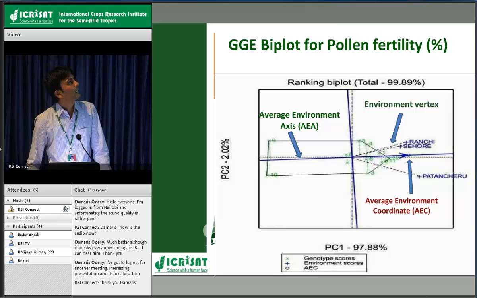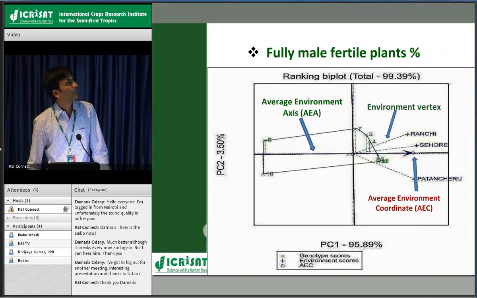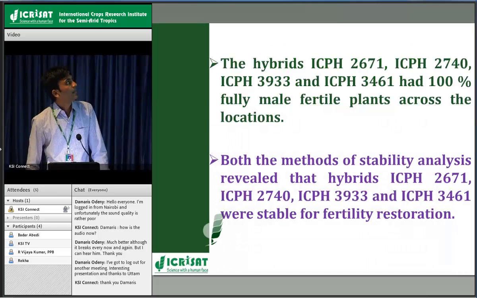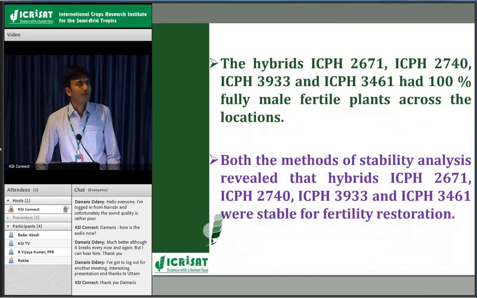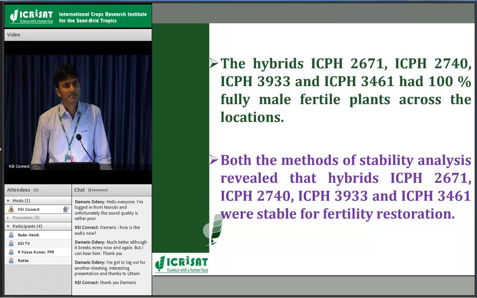Here is the GGE biplot for fully male fertile plants, which explains the similar thing, that genotypes 1, 2, 6. Hybrids ICPH 2671, 2740, 3933 and 3461 had 100% fully male fertile plants. It indicates complete fertility restoration. Both the methods showed that ICPH 2671, 2740, 3933 and 3461 were stable for fertility restoration.